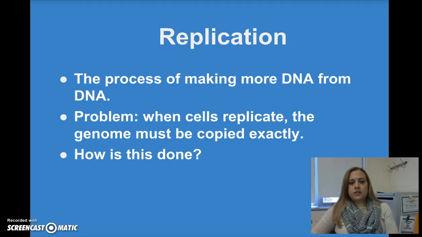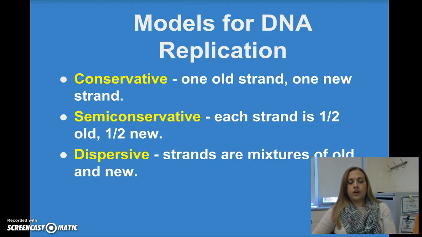So replication is the process of making more DNA from DNA. We know that cells replicate, but if a cell is going to replicate, the DNA has to end up in the new daughter cells, but how does that happen? How is all of that DNA copied exactly and then passed on to the new daughter cells? So we've got 3 different models for replication. These are all possible models for DNA replication.